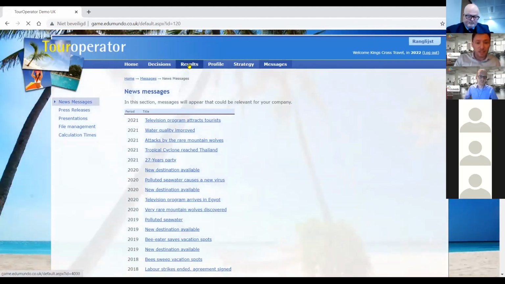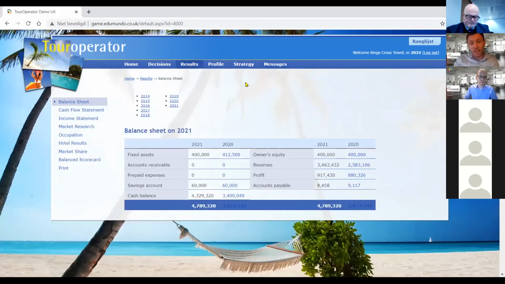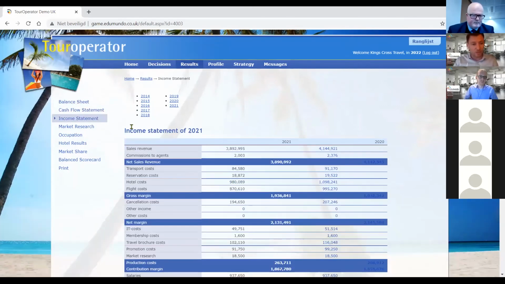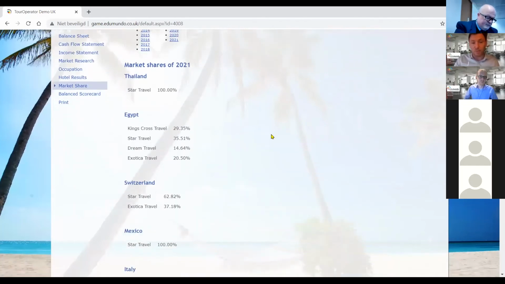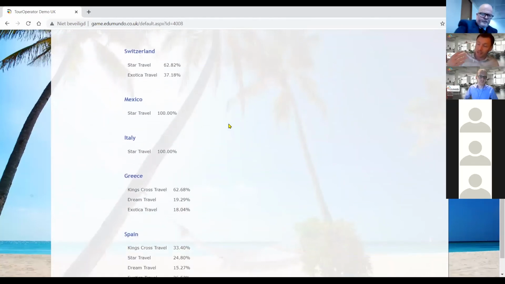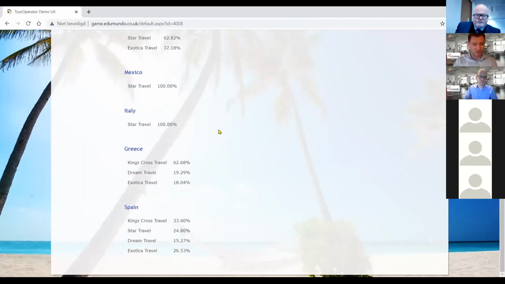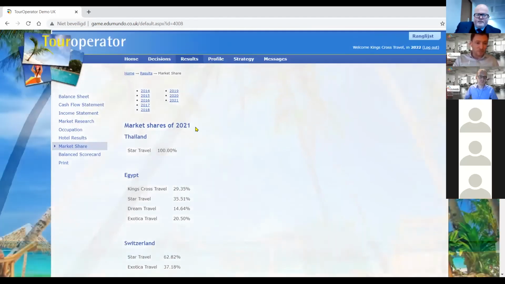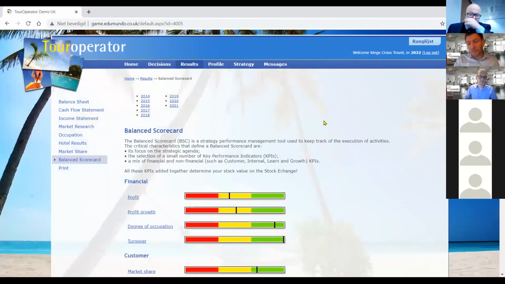More analysis can be done in the results section, where they can find some internal analysis. They can look at, for example, the financial sheets here, balance sheet, income statements, but also external analysis. They can, for example, go to the market shares to compare their market share to all their different competitors, which are the other student teams in the different markets. There's also the balanced scorecard here for them to analyze.